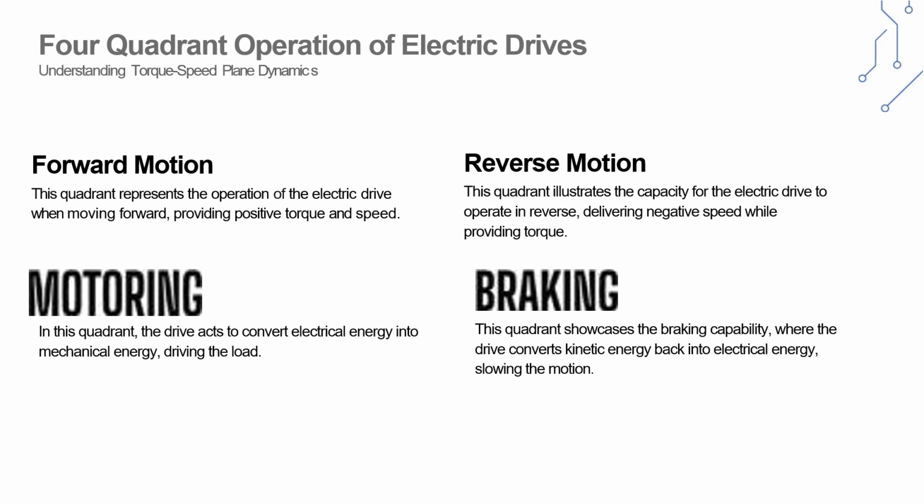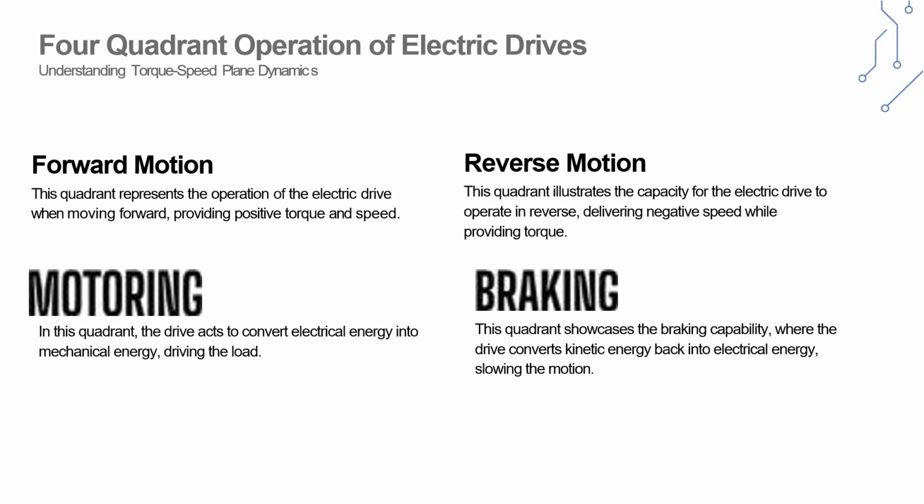Second quadrant is also called forward braking or regenerative braking. In this mode, the motor is still rotating forward, but the torque is reversed. This is like regenerative braking in an electric vehicle, where the motor acts as a generator to slow down the car and recharge the battery. Here, the motor is converting mechanical energy back into electrical energy. Third quadrant is called reverse motoring. In this mode, both the rotation and torque are reversed. This is like driving your car in reverse. The motor is again consuming electrical energy to produce mechanical energy, but in the opposite direction.